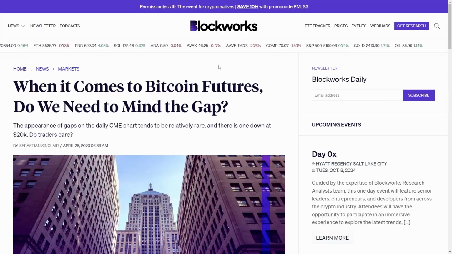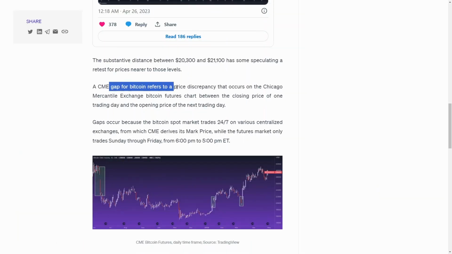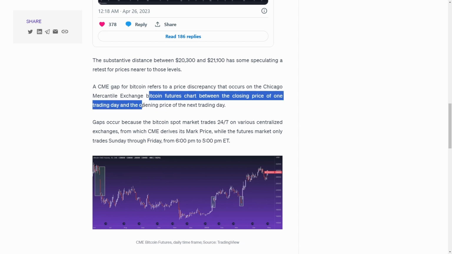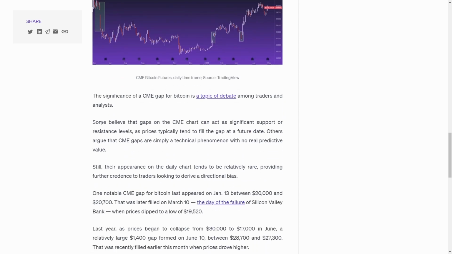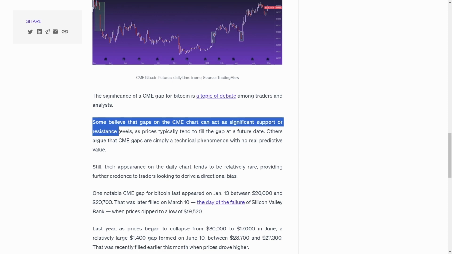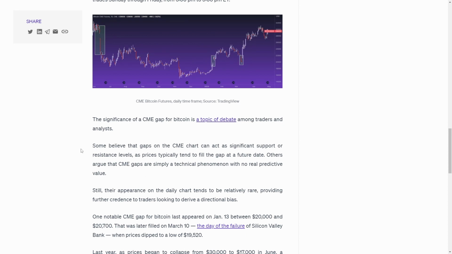Now I've just got Blockworks up here for a more official explanation. And they say a CME gap for Bitcoin refers to a price discrepancy that occurs on the Chicago Mercantile Exchange, CME, Bitcoin futures chart between the closing price of one trading day and the opening price of the next day. Pretty simple. And they give good arguments for both sides just below here, and they say some believe that gaps on the CME chart can act as significant support or resistance levels, as price typically tends to fill the gap at a future date, and others say it's simply a phenomenon with no real predictive value. But hey, that's just what a few people on the internet think.